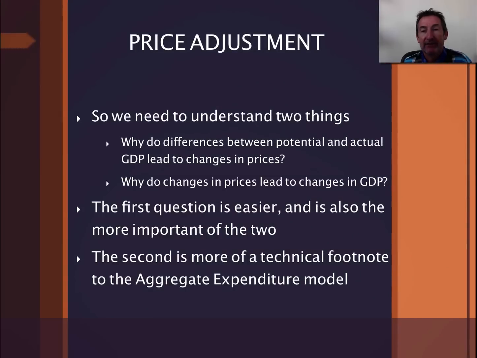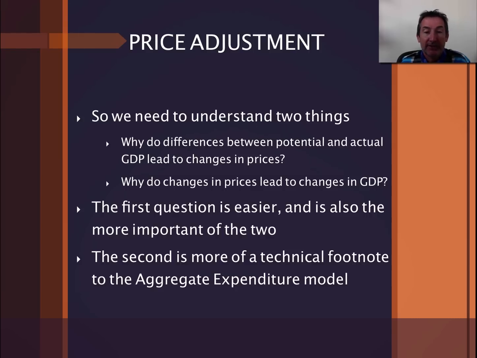More exactly, we need to understand two different things. We need to understand why, when actual output is different from potential output, we're going to get a change in prices. We also need to understand why those changes in prices will lead to changes in GDP.